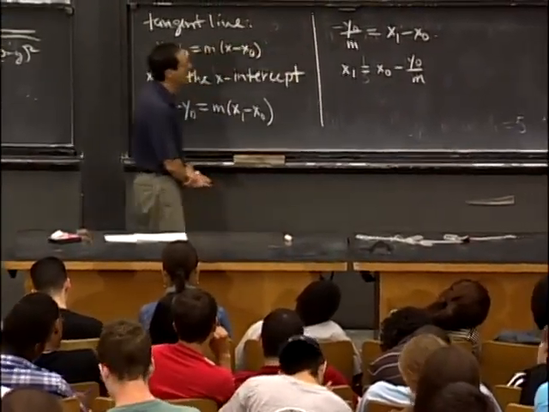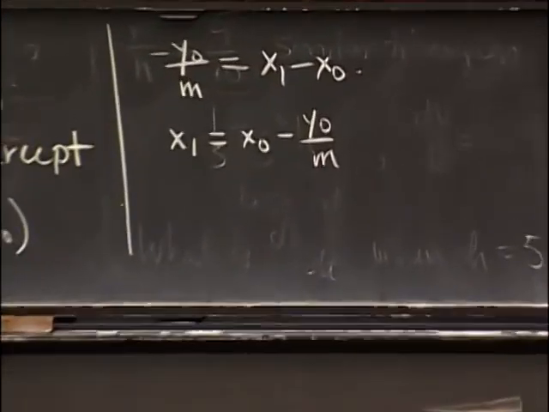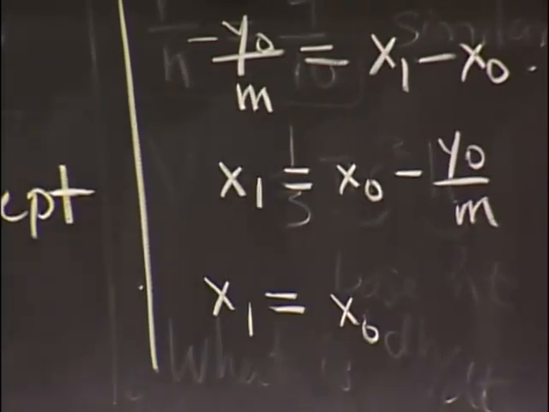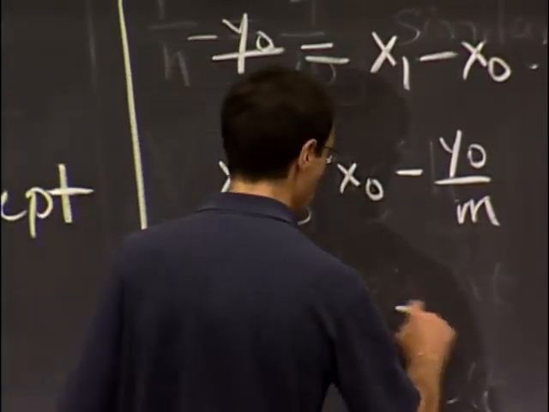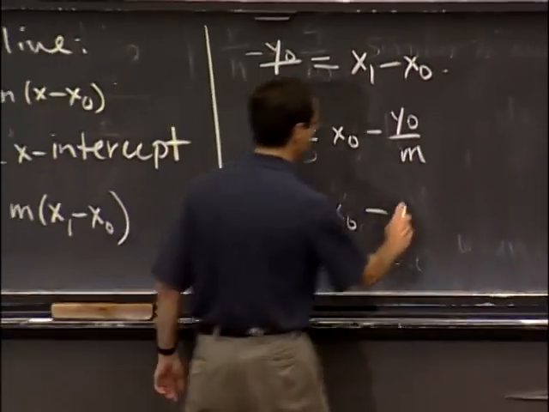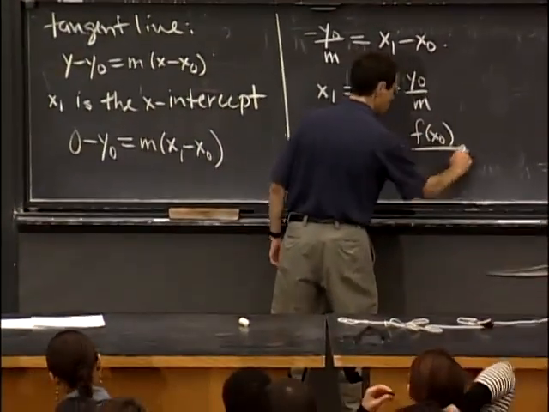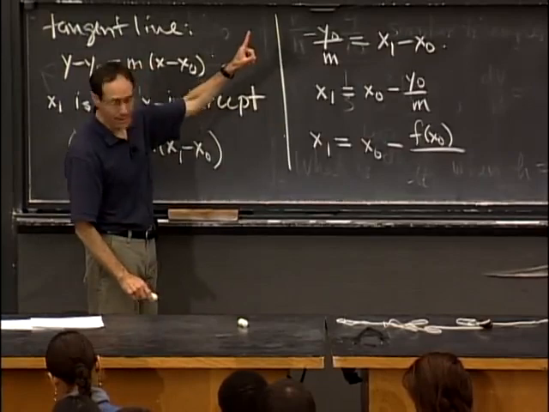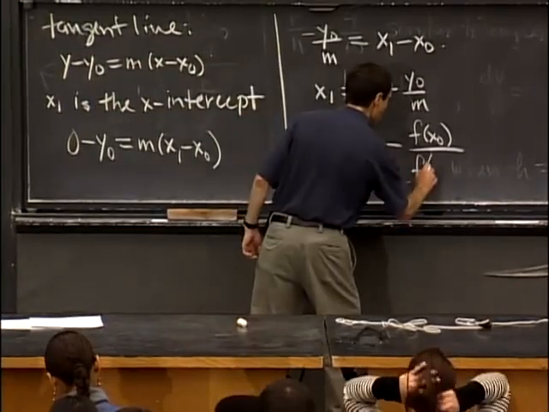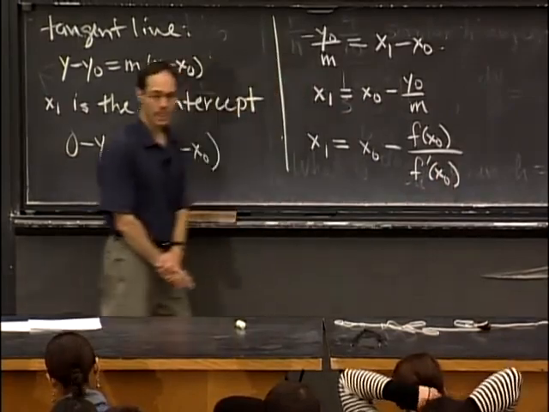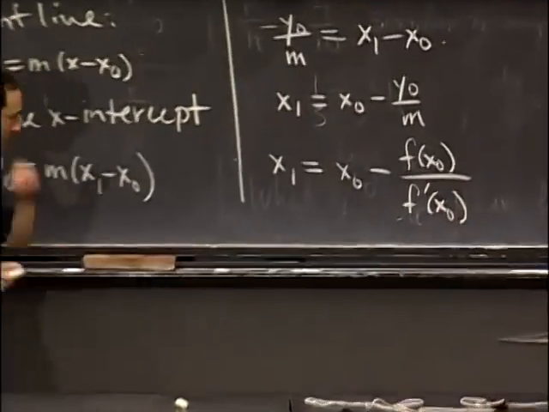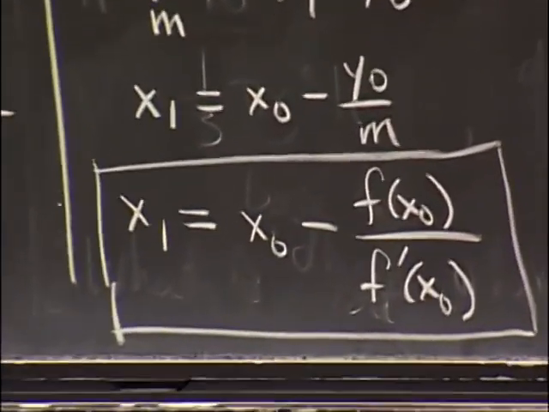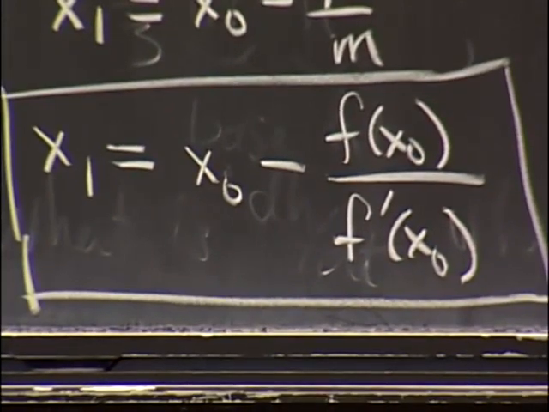All right, now I need to tell you what this formula means in terms of the function f. So first of all, x0 is x0, whatever x0 is, and y0, I claim, is f of x0. And m is the slope at that same place, so it's f prime of x0. And this is the whole story. This is the formula which will enable us to calculate basically any root.